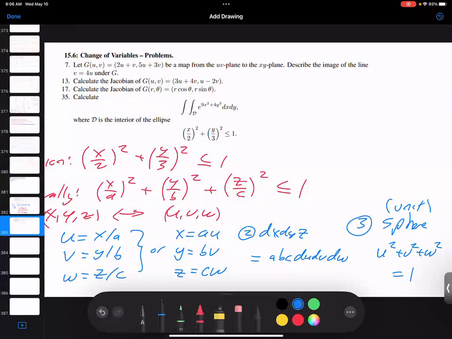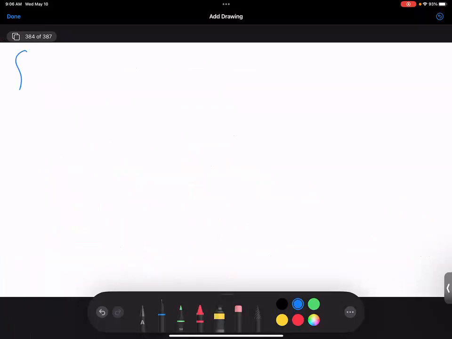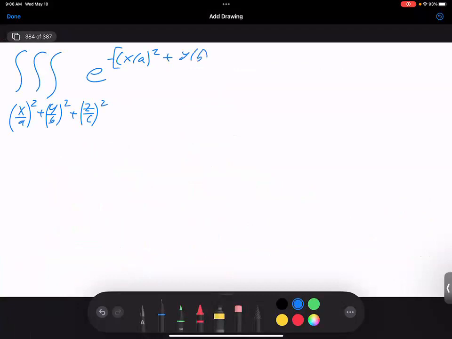So if I want to have an integral over the region x over a squared plus y over b squared plus z over c squared, of, say, e to the negative, x over a squared plus, I'll put this in brackets, y over b squared plus z over c squared.